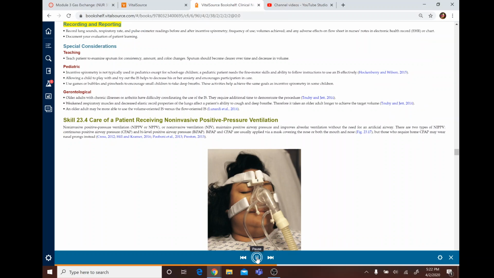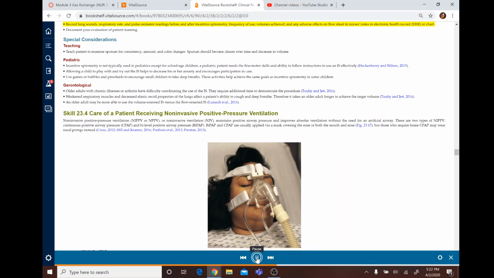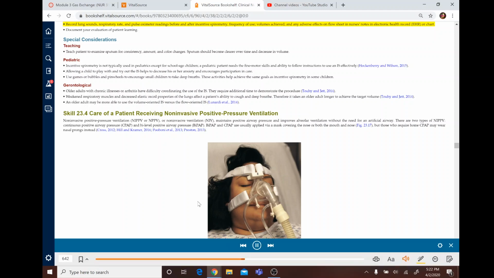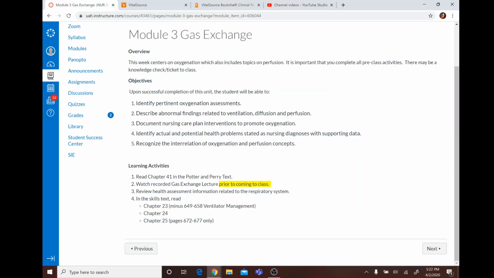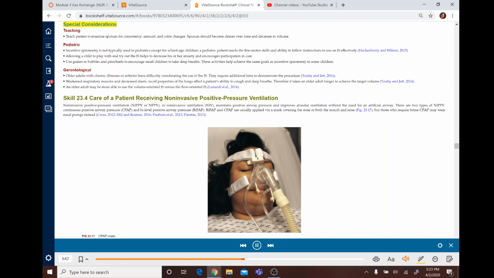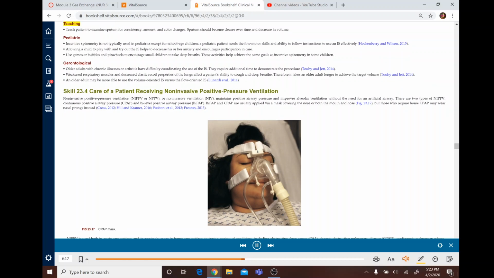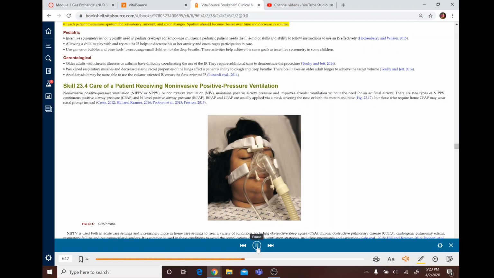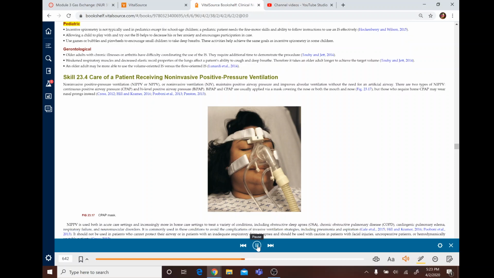Recording and reporting. Record lung sounds, respiratory rate, and pulse oximeter readings before and after incentive spirometry, frequency of use, volumes achieved, and any adverse effects on flow sheet and nurse's notes in electronic health record, or chart. Document your evaluation of patient learning. Special considerations. Teaching. Teach patient to examine sputum for consistency, amount, and color changes. Sputum should become clearer over time and decrease in volume.